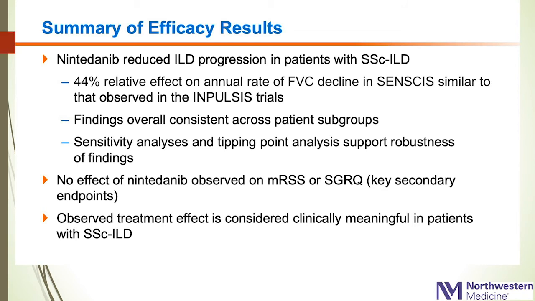So, summary of the efficacy then. There was a 44% relative effect on the annual rate of forced vital capacity decline in the SENSCIS trial, which was similar to those seen in patients with idiopathic pulmonary fibrosis. So we clearly are targeting the fibroblasts, and it's having the same effect on patients with scleroderma as it has on patients with idiopathic pulmonary fibrosis.